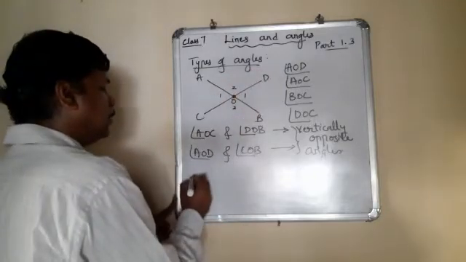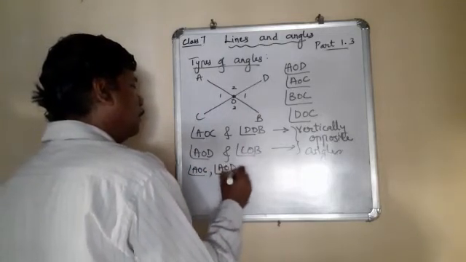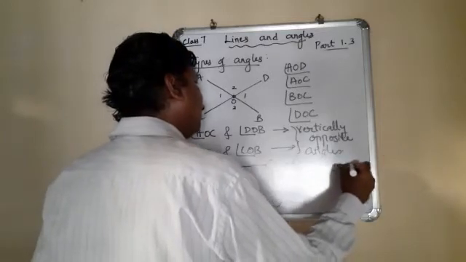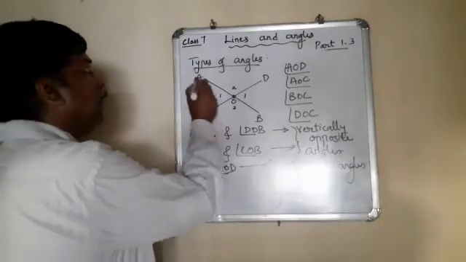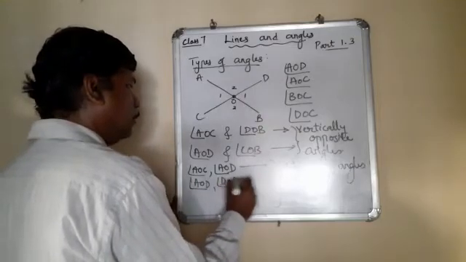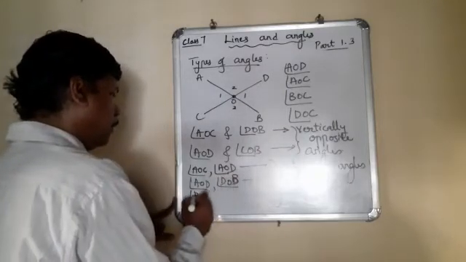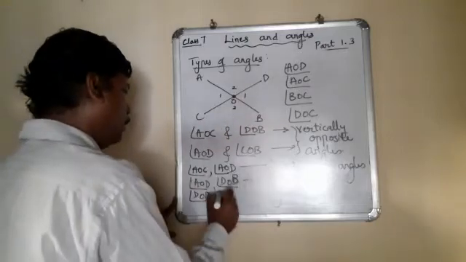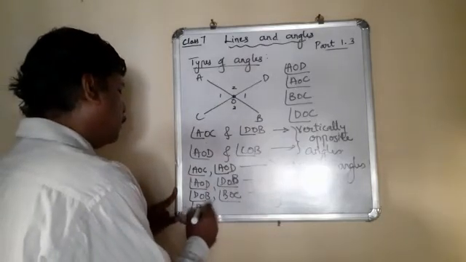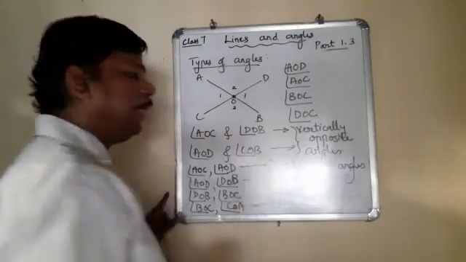So which are those angles which are adjacent? Angle AOC, angle AOD. These are adjacent angles. Then let us try AOD and DOB. These are also adjacent to each other. DOB and BOC. These are also adjacent to each other. Angle BOC and angle COA or AOC. These are also adjacent to each other.